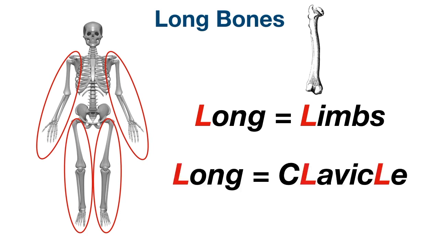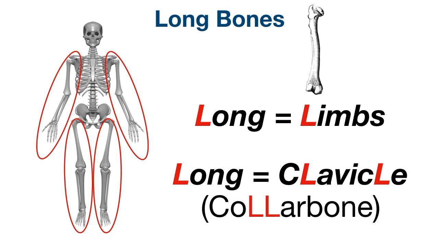You'll also use the L to remember clavicle, which has two L's in it. The clavicle is commonly referred to as the collarbone, which also contains two L's. This will help you remember the clavicle is a type of long bone as well. So whenever you think of long bones, think of limbs and clavicle.